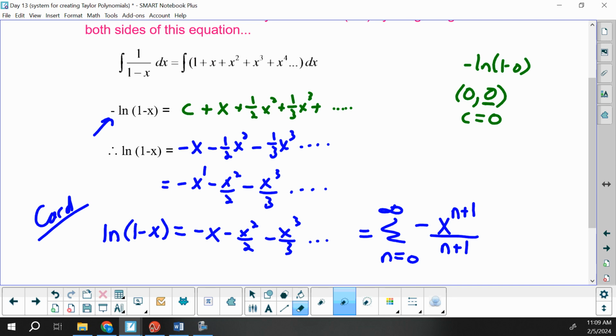Now in our summation notation for the one we started with, the 1 over 1 minus x, remember we had x to the n, so the antiderivative of that should go up to x to the n plus 1 and divide by n plus 1. So that makes sense based on what we know about antiderivatives.